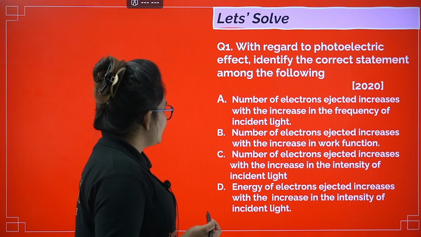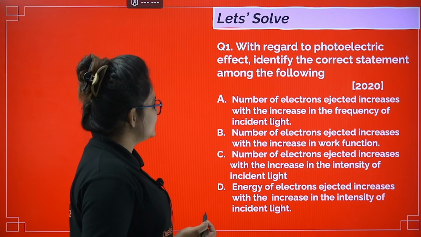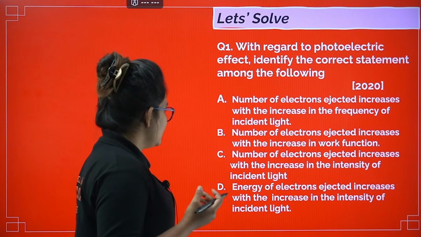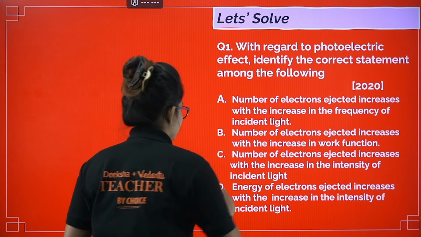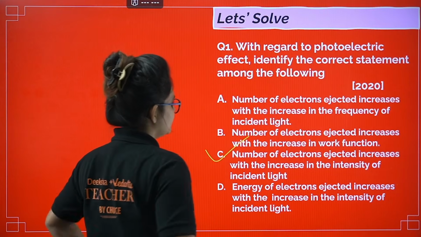Next point is number of electrons ejected increases with the increase in work function. No. Next, number of electrons ejected increases with the increase in intensity of the incident light. So option C is going to be the correct one.